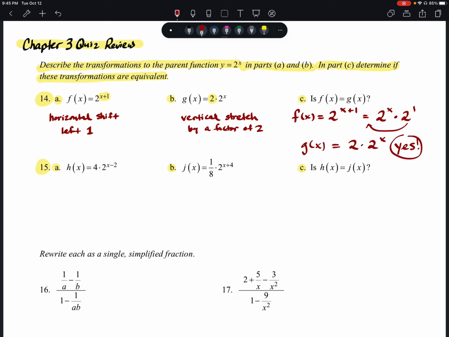All right, let's go on to number 15. So we're trying to describe our transformations again. So when we look at h of x, it equals 4 times 2 to the power of x minus 2. So starting out here with our 4 is going to be a vertical stretch.